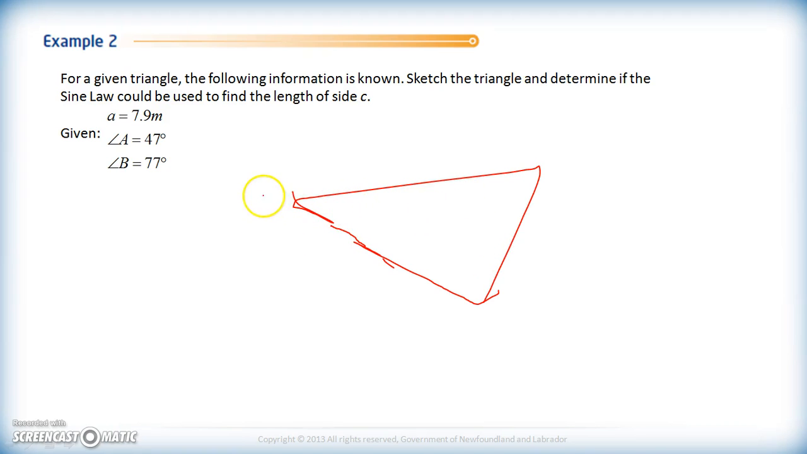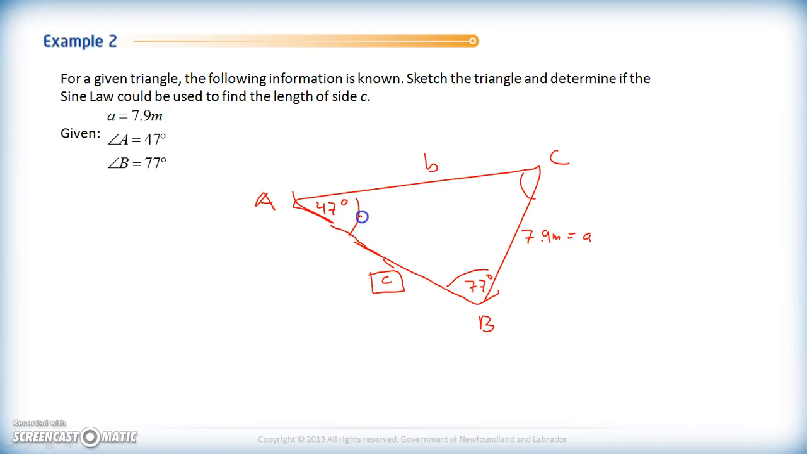All right, so we've got an angle A, which is 47 degrees. That's pretty small, so I'm going to poke that one over here and call that 47 degrees. And then angle B is 77, so this angle down here looks pretty big. I'll call that one 77 degrees. Okay, and then we know side A is 7.9 meters. And notice I put it directly across from angle A. I don't know what side B is, and so the C's have to be in these two positions. So the question is, can I use the sine law to determine side C?